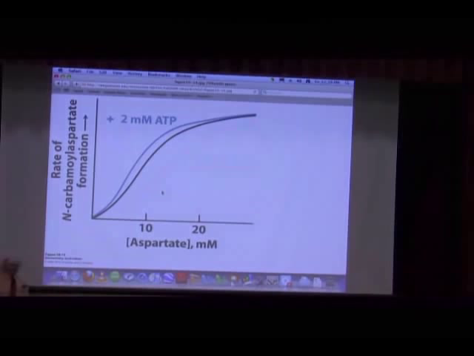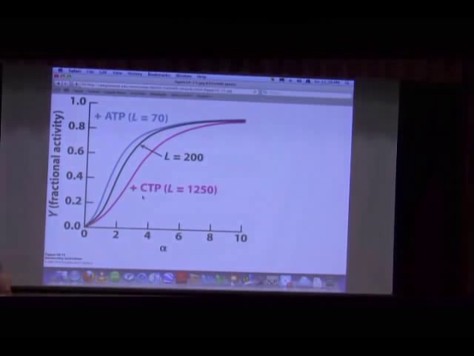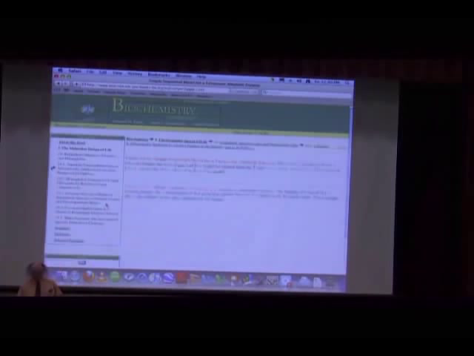I put ATP in there, not surprisingly, its activity increases. Okay? Not a surprise. Here's the concerted model, and all these numbers, don't worry about these numbers, is L. L is simply the ratio of the T to R. So in the case of CTP, the ratio of T to R is over 1,000 to 1. In the presence of ATP, it's only 70 to 1. So you reduce that ratio of T by a considerable amount by adding ATP.